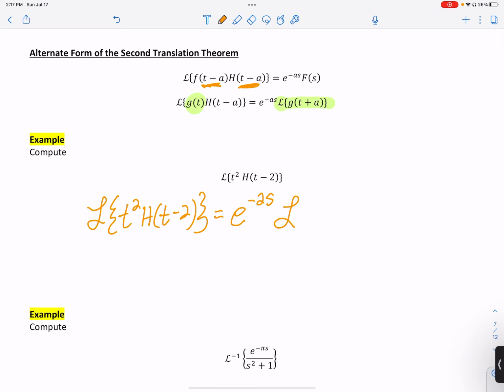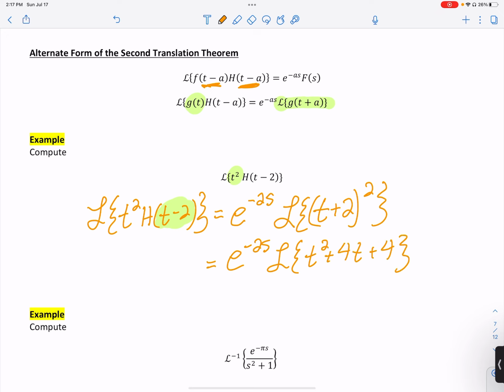But instead now I do the Laplace of t plus 2 squared. I just took the t minus 2, and you do the opposite, t plus 2, and you put that inside of the function. Now, the only way around this is to multiply that out. So we get the Laplace of t squared plus 4t plus 4. And we get e to the negative 2s times, okay, this is 2 factorial over s to the third. This is going to be 4 over s squared. And then 4 over s. Those are just using the table, keeping the constants up front.